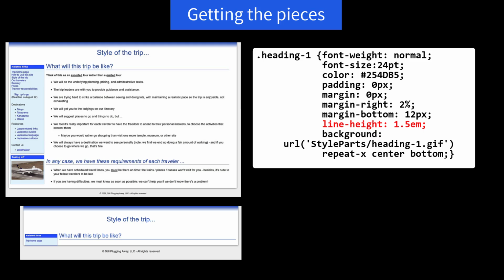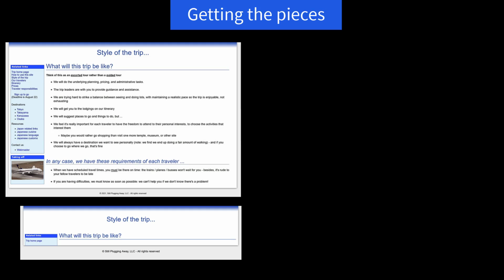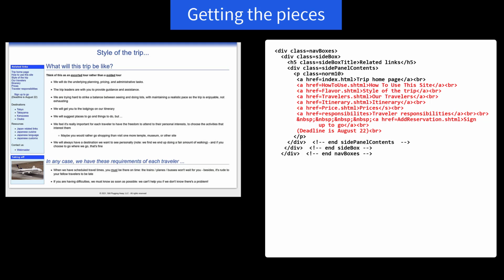Excellent! Quite a journey so far. But now we can start filling in the missing data. Let's start with the left column. Based on our model, the code inside the nav boxes block starts to look like this. So after the link to the trip home page, we add the rest of the links for the first part of the side box. Notice, of course, the use of the non-breaking space characters, ampersand, NBSP, semicolon, to indent the sign up to go line. And the result is this.